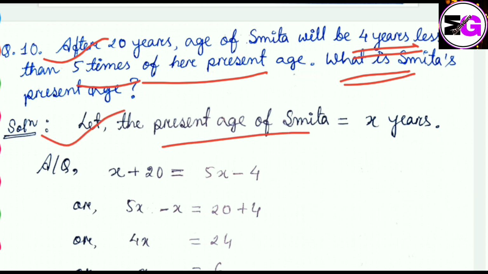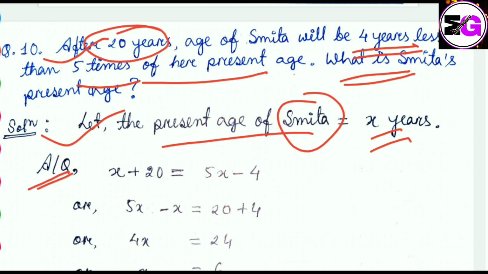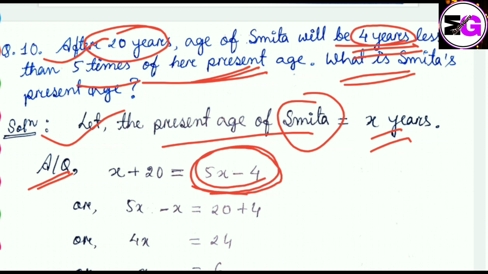So let the present age of Smita equal x years. According to the question, x plus 20, that is the age after 20 years, will be 5x minus 4, that means 5 times our present age less 4. Okay, that is 5x minus 4.